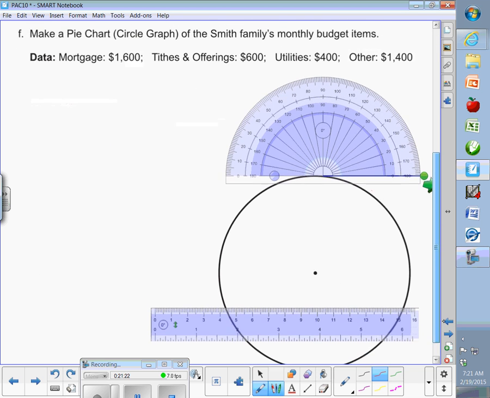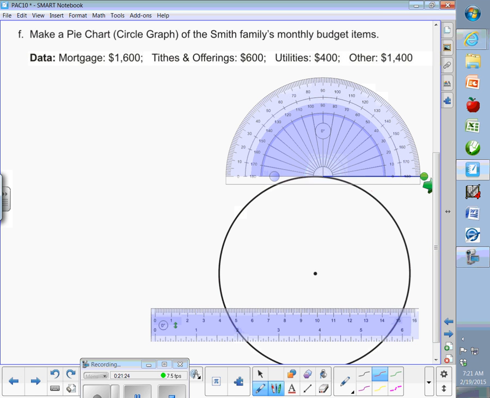with this example. So F says, make a pie chart, circle graph, of the Smith family monthly budget items. And here's our data. Mortgage, 1,600. Tithes and offerings, 600. Utilities, 400. Other, 1,400. And I have to determine how big to make each slice of pie. So the first thing is I need a total of the data.